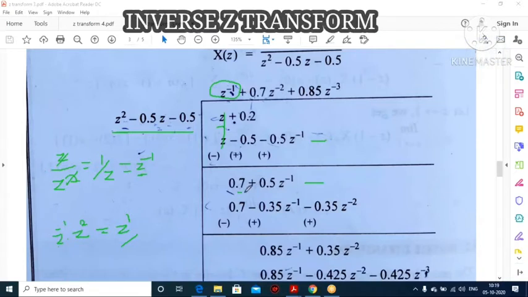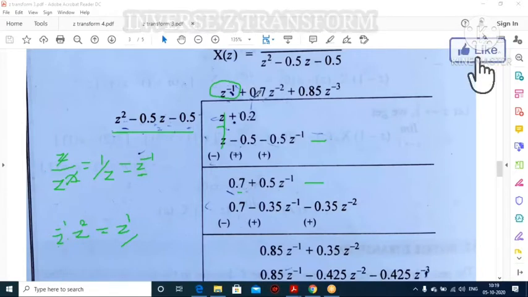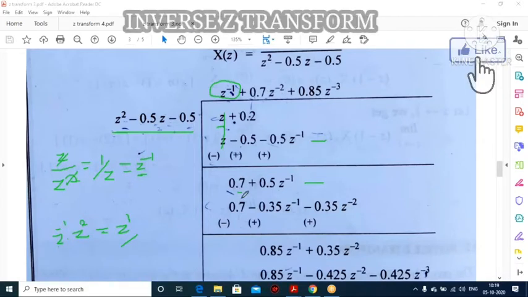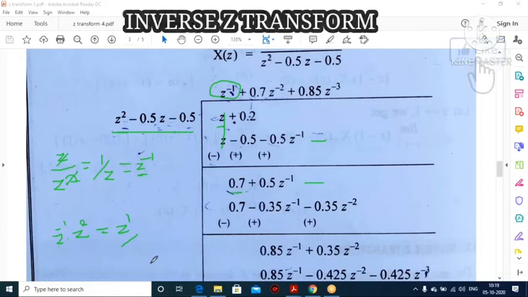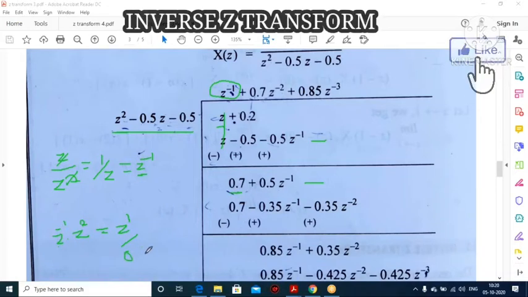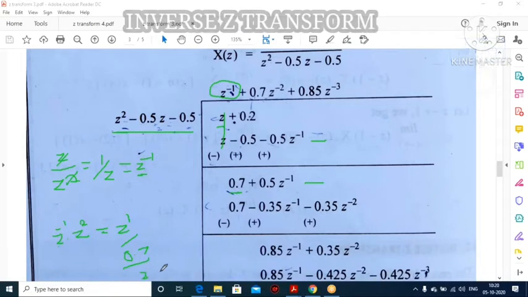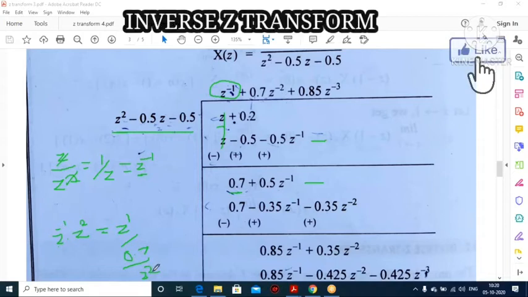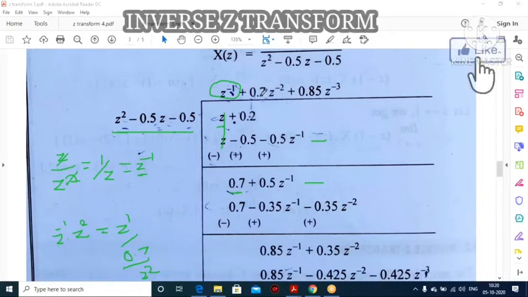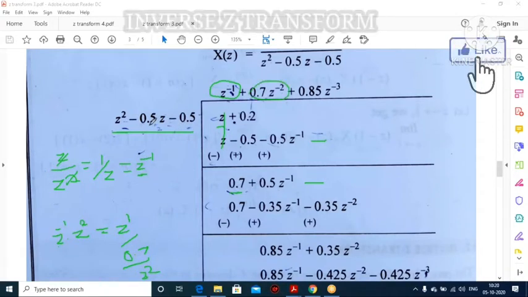Okay. Now let us take this as first term, no? So I don't know which element I have to put here. Okay. So for that I will take this 0.7 as your numerator. First step will be 0.7. So 0.7 divided by, here the first term will be z square. So 0.7 divided by z square. It means 0.7 into z power minus 2. So I take it as the quotient, 0.7 into z power minus 2. So take this value and multiply with all the terms.